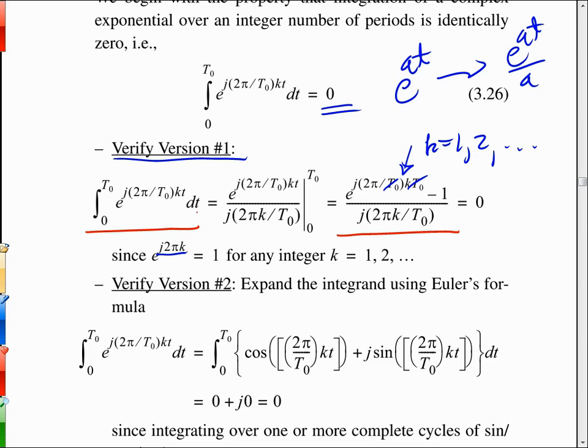Another way of getting at it, though, would just be to go back over to here and just plug in k equal to 0 and consider that case as a special case of the integral. If we were doing that, we'd just have e to the j0, which would be 1, integrated from 0 to capital T naught, which would evaluate to T naught, right? We just integrate a constant over T naught seconds.